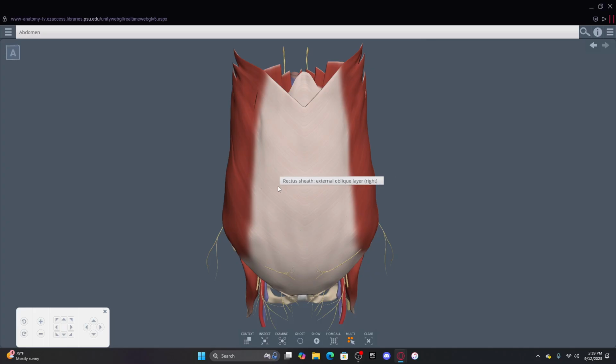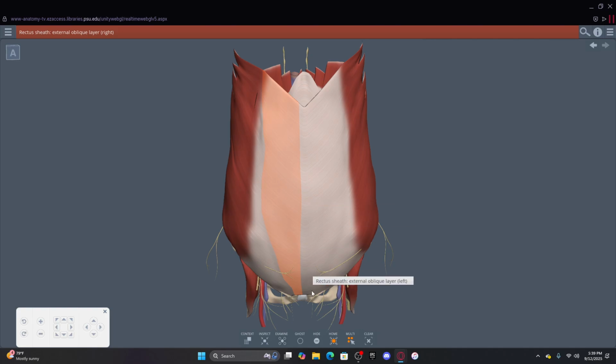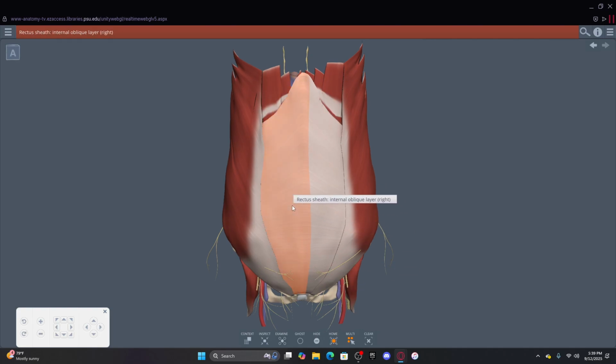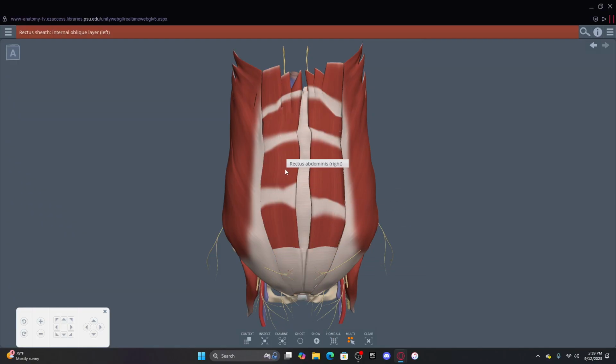So, we're looking at the abdominal wall, right? The first layer of the abdominal wall that we have to get ourselves acquainted with is the rectus sheath. This is the layer over your abs, or your rectus abdominis. Sorry. The rectus sheath is the layer over the rectus abdominis, your six pack.